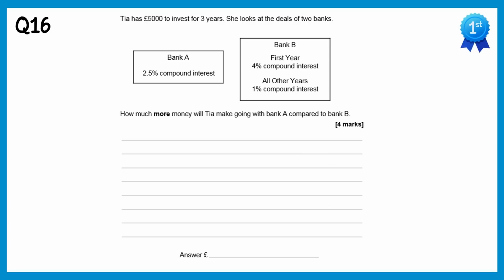In this question, we have Tia who has £5,000 to invest for 3 years. We'll start by looking at Bank A. So there's £5,000 to invest, and the interest rate is 2.5% compound interest. So we multiply this by 1.025. But it was for 3 years, remember, so we'll do to the power 3 on the interest rate. If you type this into your calculator, you'll get this answer.